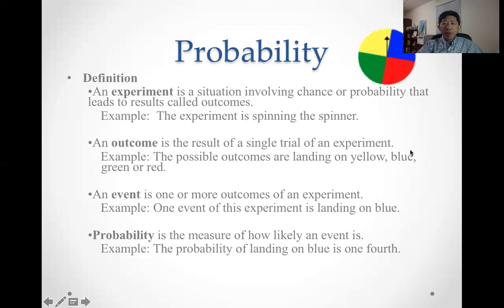And what is a probability? Probability is the measure of how likely an event is. So we know an event is one or more outcomes of an experiment, and we measure how likely an event is. For example, the probability of landing on blue is 1/4, right?